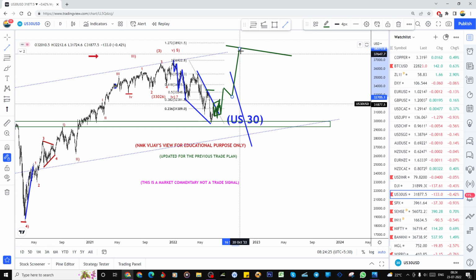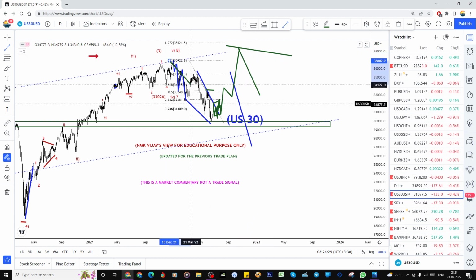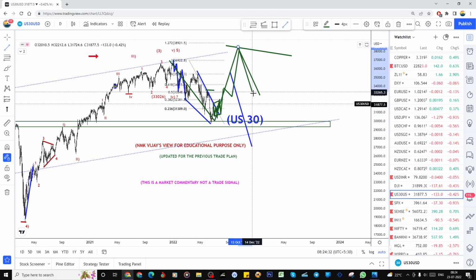So this becomes a three-wave structure, and after that this kind of five-wave structure can happen here, and this fourth wave may be an irregular flat. So this is a chance also. So expecting here market will do like this also.